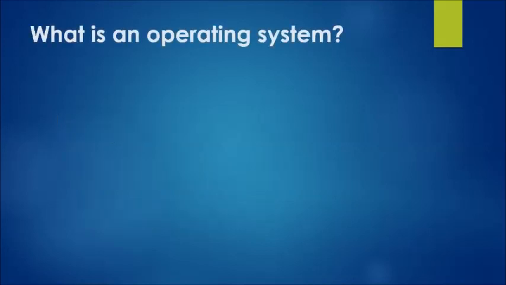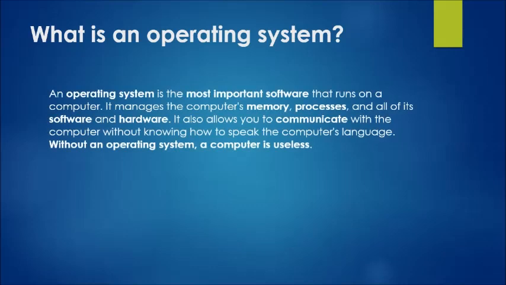What is an operating system? An operating system is the most important software that runs on a computer. It manages the computer's memory, processes, and all of its software and hardware. It also allows you to communicate with the computer without knowing how to speak the computer's language, which is binary, or 10110. Without an operating system, a computer is basically useless.